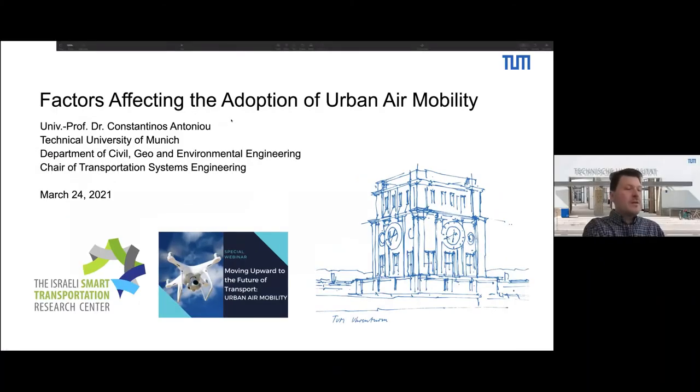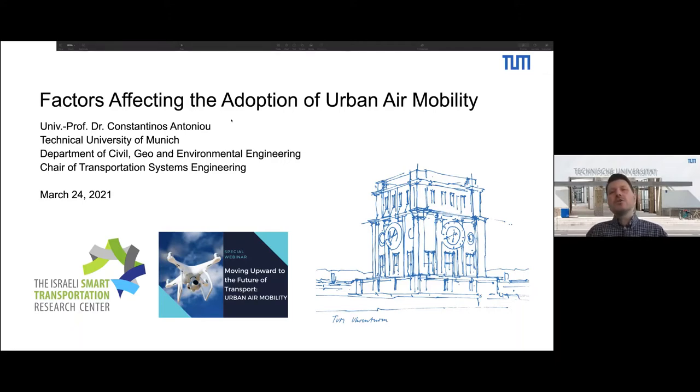So thank you very much for the invitation. It's great to have this opportunity to discuss our recent research with this great audience, including many friends. So the topic, as discussed, is factors affecting the adoption of urban air mobility. We have been working on the factors affecting the adoption, satisfaction and demand for all emerging modes for a long time in my group.